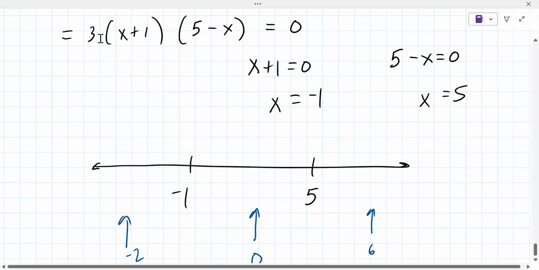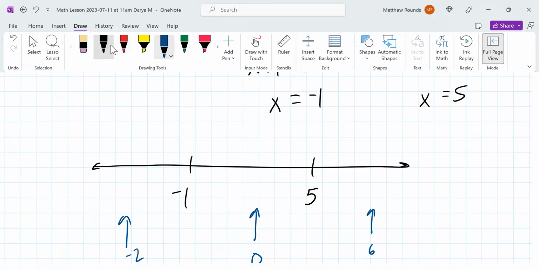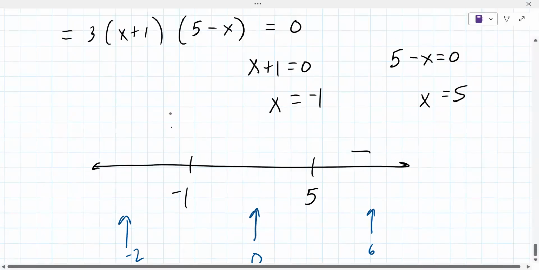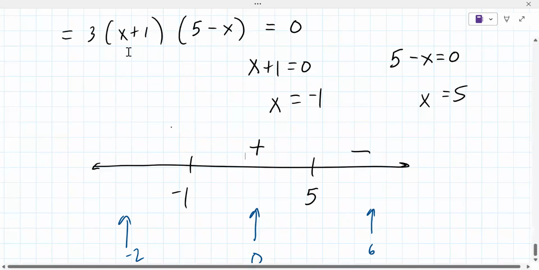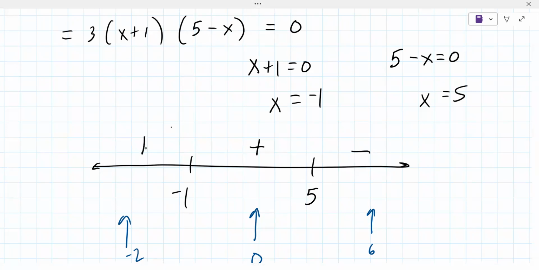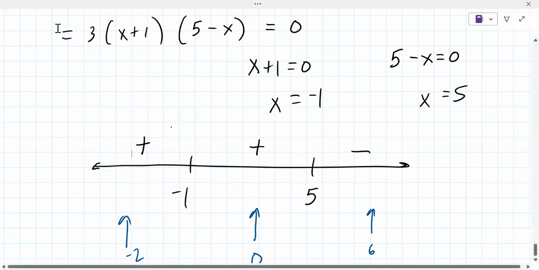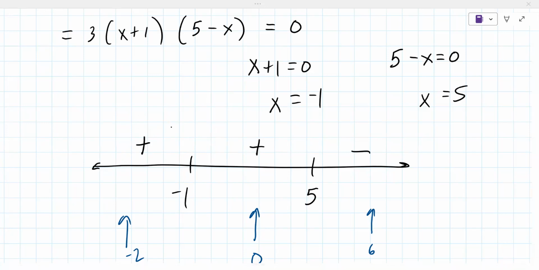So start with 6. 3 times 7 times -1, whatever that is, ends up being negative. I know as a student you want to get the number, but you only care about the sign. For 0, 3 times 1 times 5 is positive. The last one, -2: 3 times a -1 times a positive ends up being positive, which is right. So this is the case where you have two positives, and that means there's no min or max there, but there is something going on at 5 because it goes from positive to negative.